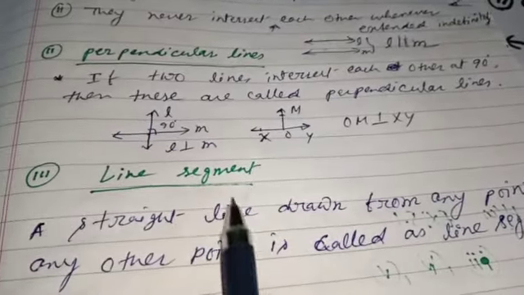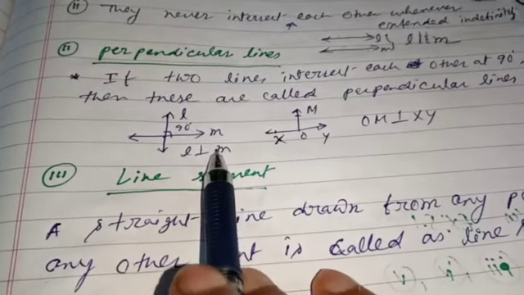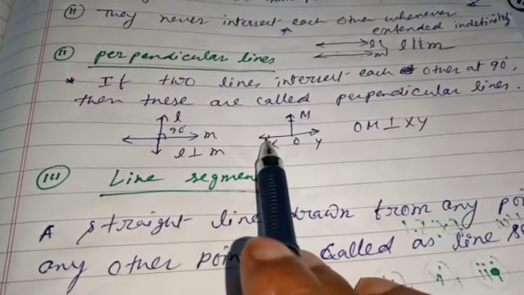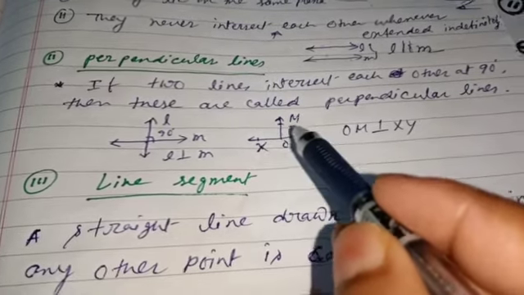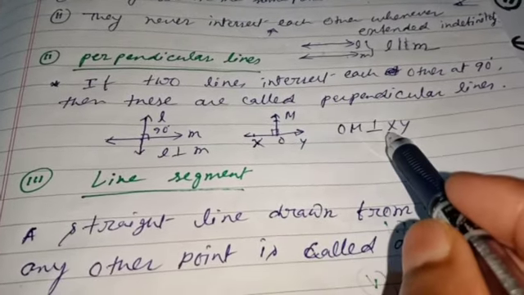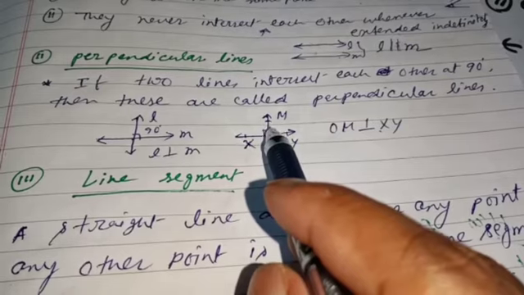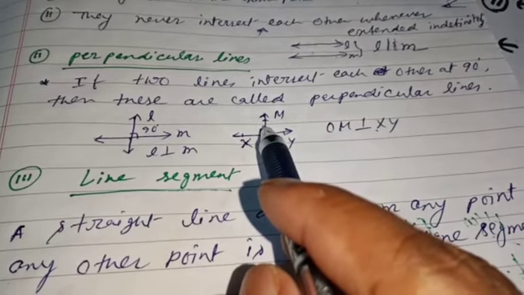Here two lines M and L intersect at 90 degrees. So L is perpendicular to M. Or this is XY and OM. This is 90 degrees. So you can say that OM is perpendicular to XY. It means when two lines intersect each other at 90 degrees, they are called perpendicular lines.